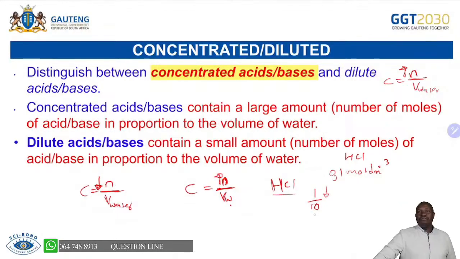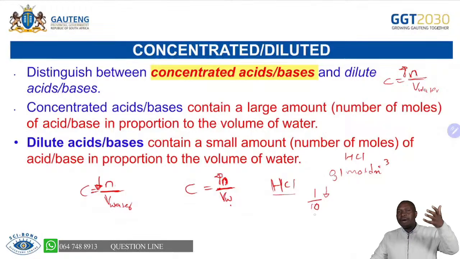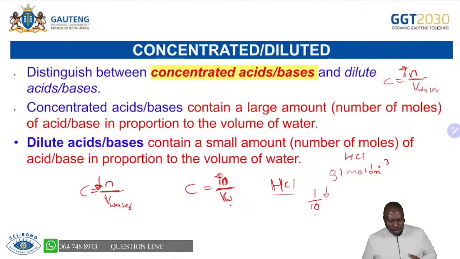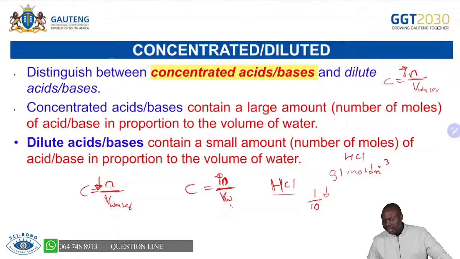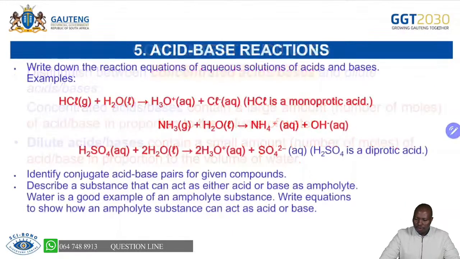I hope you won't confuse the strong, the concentrated, and the dilute. You now understand the difference. When you say concentrated, we are referring to the number of moles in proportion to the volume of water. We are saying a large number of moles of a substance in proportion to the volume of water. When you say dilute, less number of moles of a substance in proportion to the volume of water. I hope you have that, and then it will help you when we move on to questions.